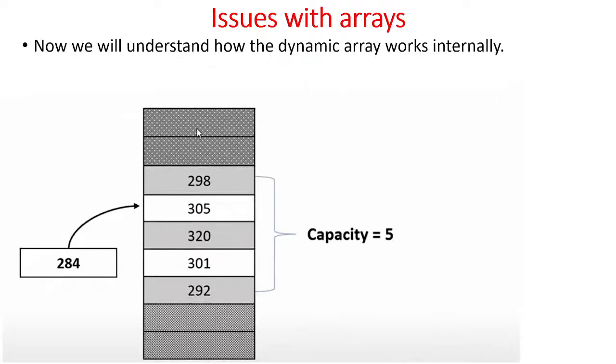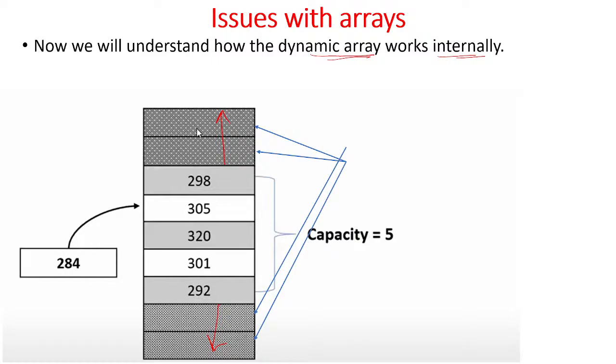Now how will our dynamic array add it? It is not visible to the user. 284 will be added moving these elements, but internally how it gets extra memory for this new element, that we need to understand. Even though the list is a dynamic array, how it works internally, we need to understand. Now if you see the space before this 298, this is the space available here. After 292 this is the space available.